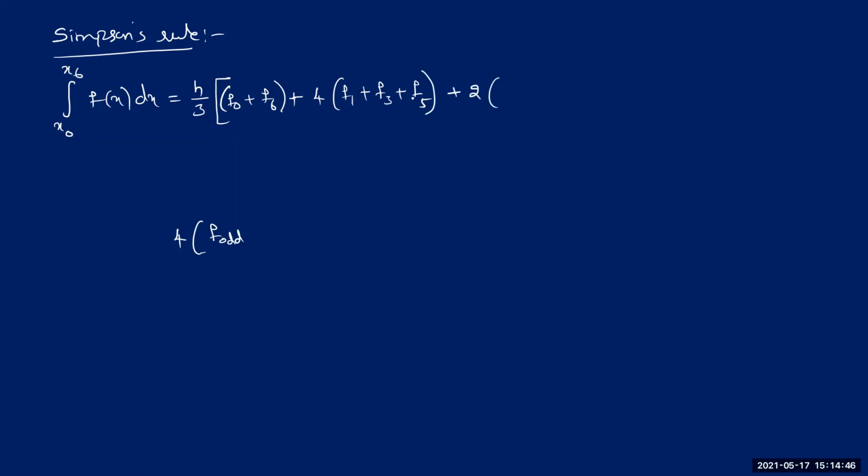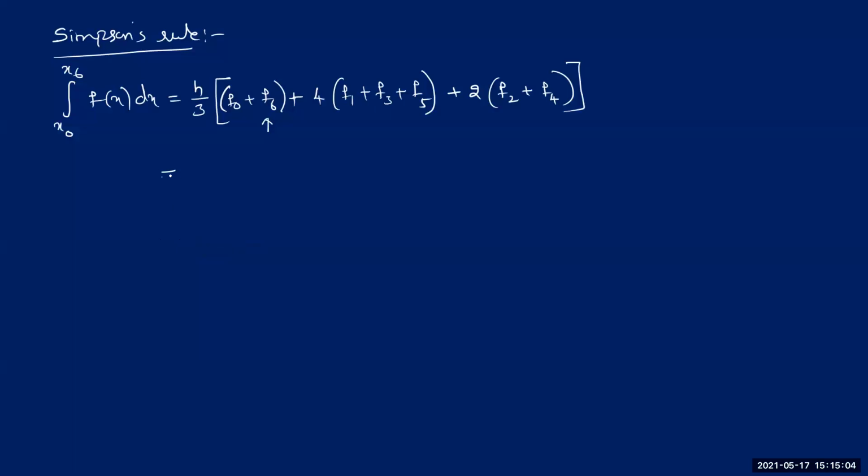We need to take function values with even suffixes. So they are f2 plus f4 plus f6. No, we should not write f6, because it is already the end point, right? It was already used here. So we'll only take up to f4. Right, so this is your formula now.